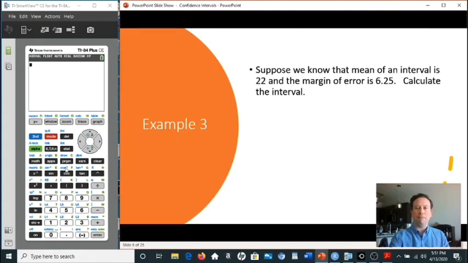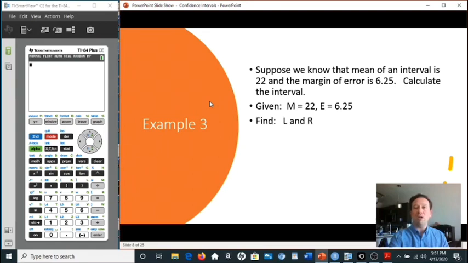Example 3. Suppose that we know that the mean of an interval is 22, so that's our M, and the margin of error, or E, is 6.25. Calculate the interval. Well, that's what we're given. M and E are 22 and 6.25.